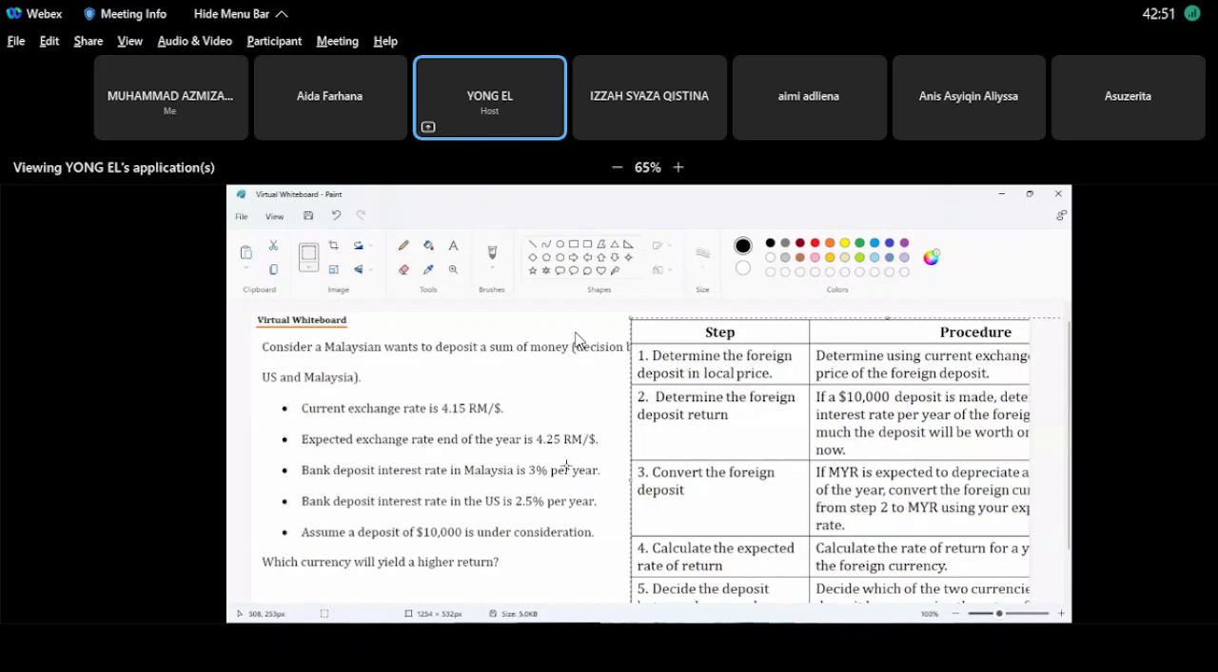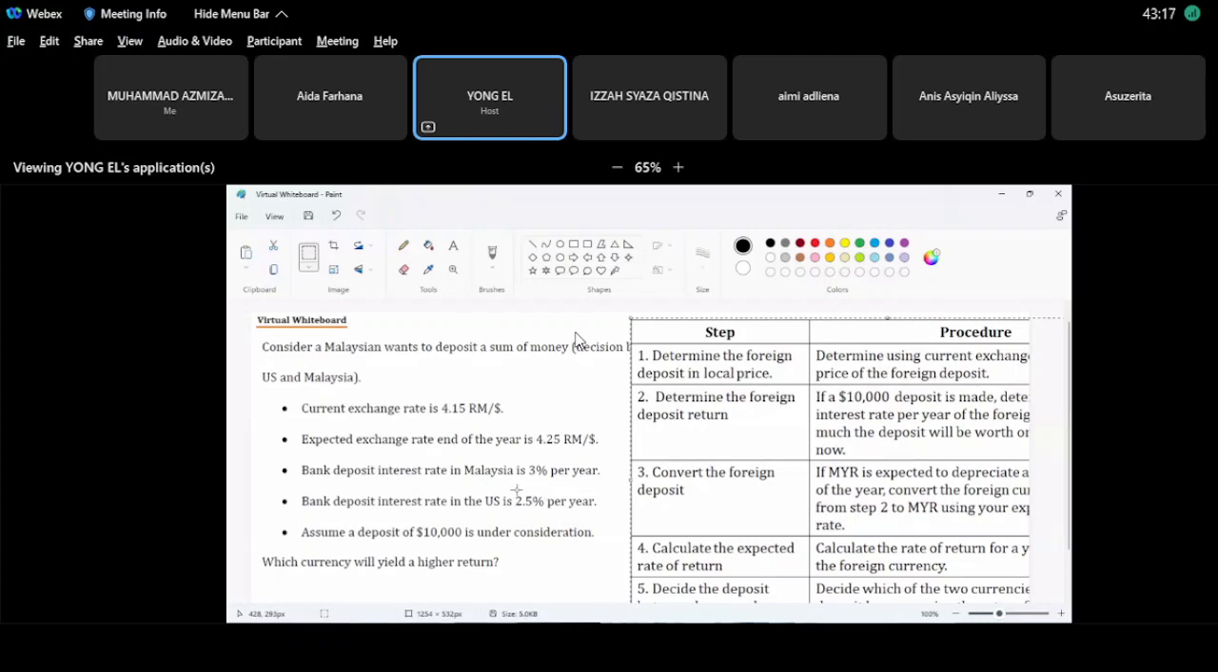Okay, after 1 year, once your interest rate matures. From these two offers here, the interest rate offered in Malaysia and the interest rate offered in the United States, we can see very clearly Malaysia offers a higher interest rate, which is 3% per year, compared to 2.5% per year in the United States.